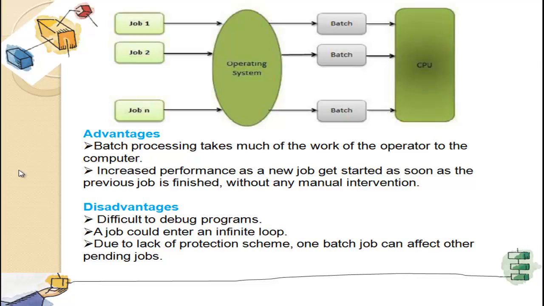intervention. Now the disadvantages associated with batch processing are: it is difficult to debug the programs. That means if any error comes in between processing of these programs, it is difficult to find that error. Second one is a job could enter an infinite loop. Now what do you mean by an infinite loop? That means it will keep going on. It will not end. Now if a job will not end, the next job will not get in.